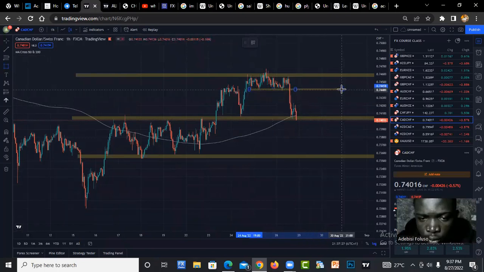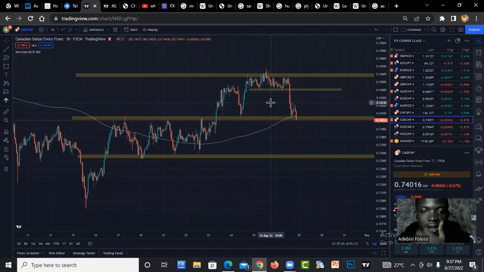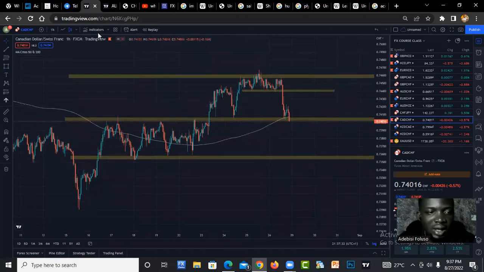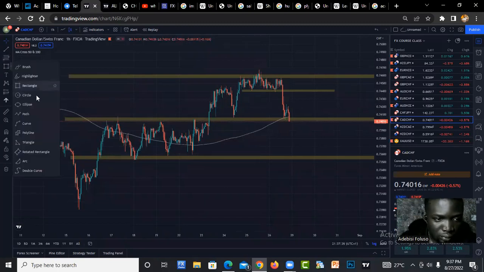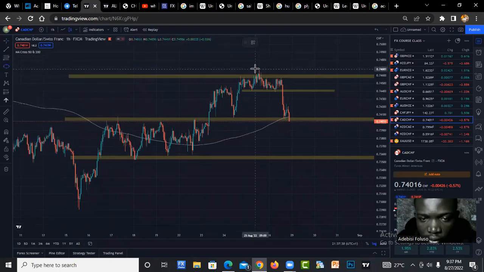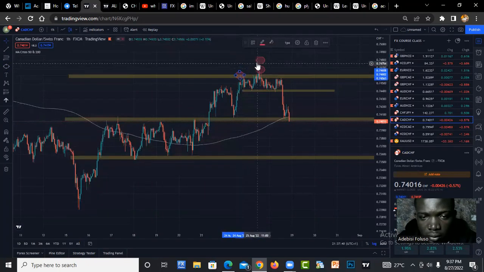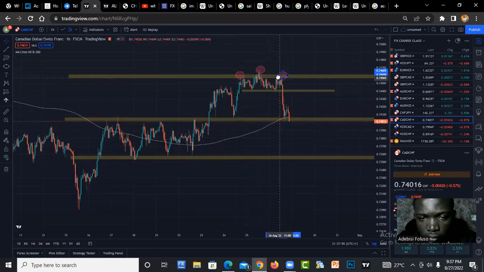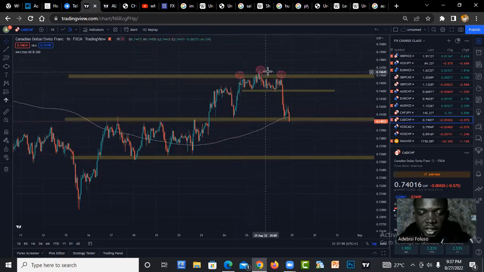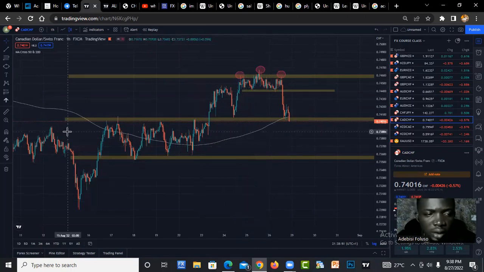I don't know, maybe you're seeing what I'm seeing here. Now, here at the moment, I saw a head and shoulder here. Okay. So head and shoulder here. Do you get that now? Now I can see head and shoulder here, and this is the neckline.